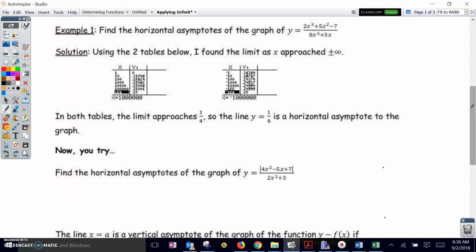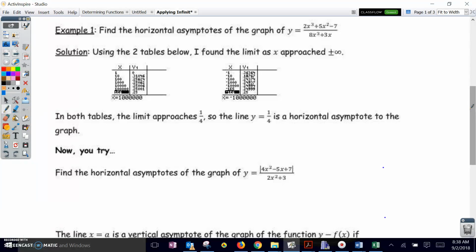When it comes to horizontal asymptotes, we may have one of three situations really happening. We can have either no horizontal asymptotes, we can have one horizontal asymptote, or we can have two. And that's what we're going to see in all of these problems. So let's look at this now you try problem.